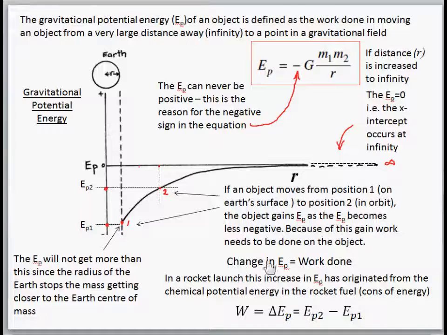Now we say that the change in potential energy is the work done. In a rocket launch, this increase in EP has originated from the chemical potential energy in the rocket fuel. You have to think about the conservation of energy in that case as well. So we have W, the work, is equal to the change in gravitational potential energy, which is equal to the gravitational potential energy in this position minus the gravitational potential energy in position 1.